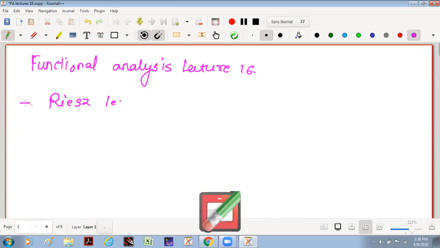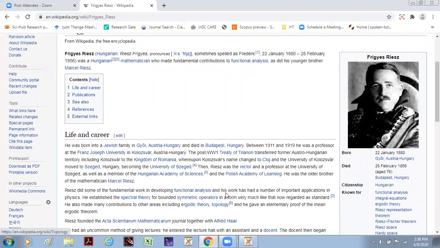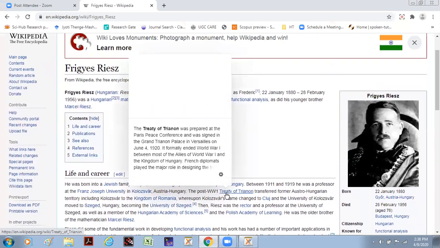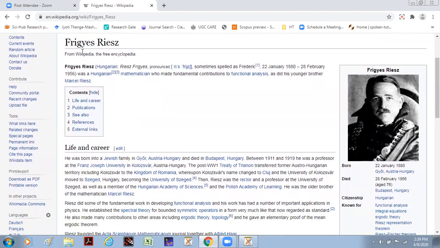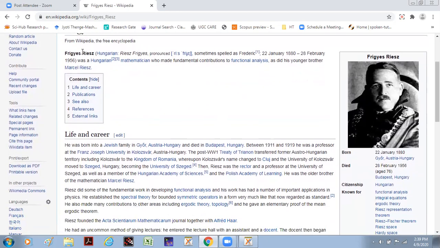Riesz lemma. Okay. Now, first of all, we'll try to understand something about the mathematician Riesz. Let me show you here. Yes, Frigyes Riesz was a Hungarian mathematician. His life tenure is 22nd January 1880 to 28th February 1956. He made fundamental contributions to functional analysis. The same contributions were also made by his younger brother Marcel Riesz.